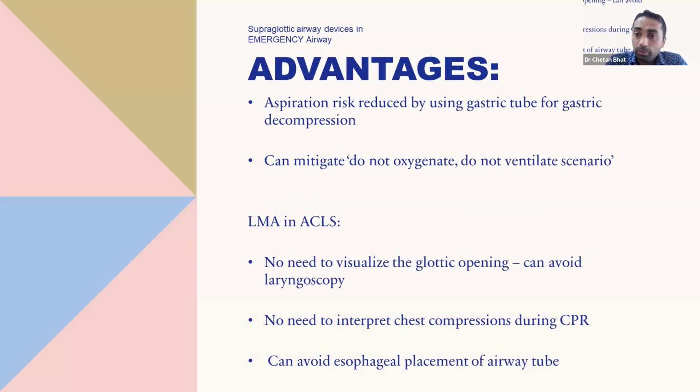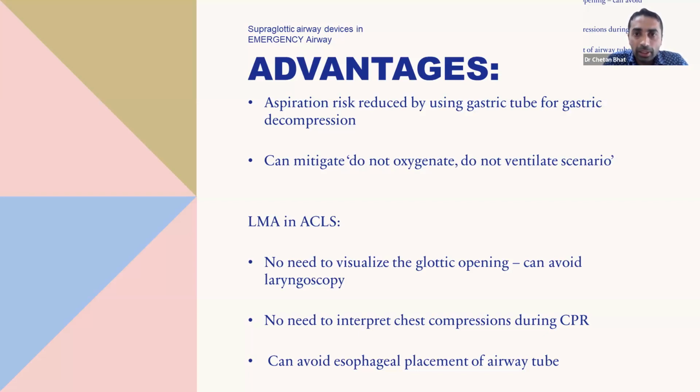Then compared to bag and mask ventilation, the aspiration risk is relatively less, because with the passage of gastric tube, we can decompress the gastric contents. And in difficult airway, we can mitigate the do not oxygenate and do not ventilate scenario. This I will discuss at a later point in the slides. So these are some of the advantages of LMA per se.